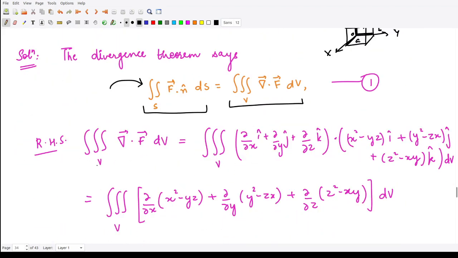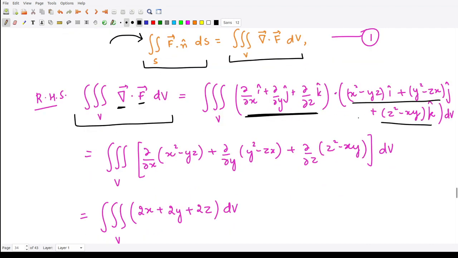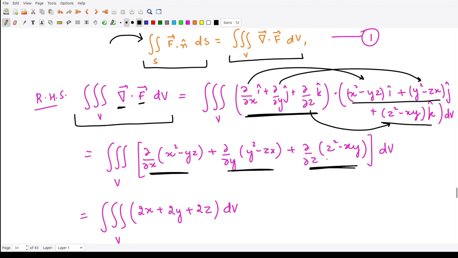For the right hand side we have this quantity. So we are given what is vector f. So this is our vector f. We are given what is this del vector. We already know this. Then we can perform the dot product of these two. So dot product is multiplication of the i cap components, j cap components, and k cap components. So this is what you have, and the addition of all these, and then you will perform these partial differentiations of individual functions with respect to x, with respect to y, and with respect to z. So this is what you obtain.